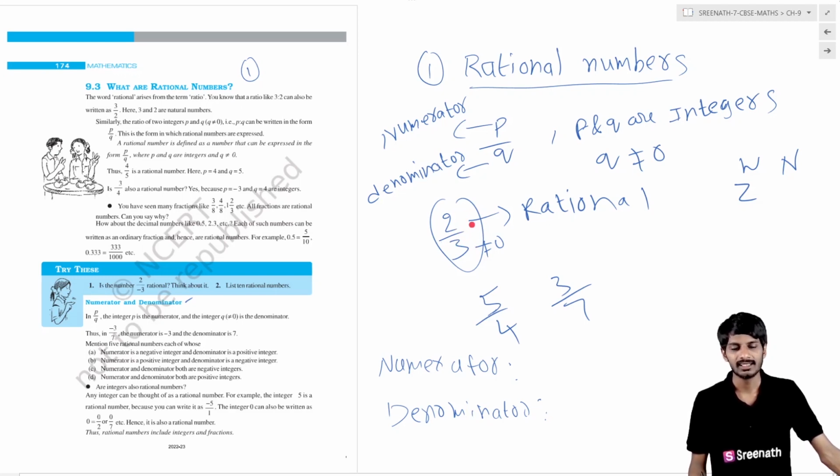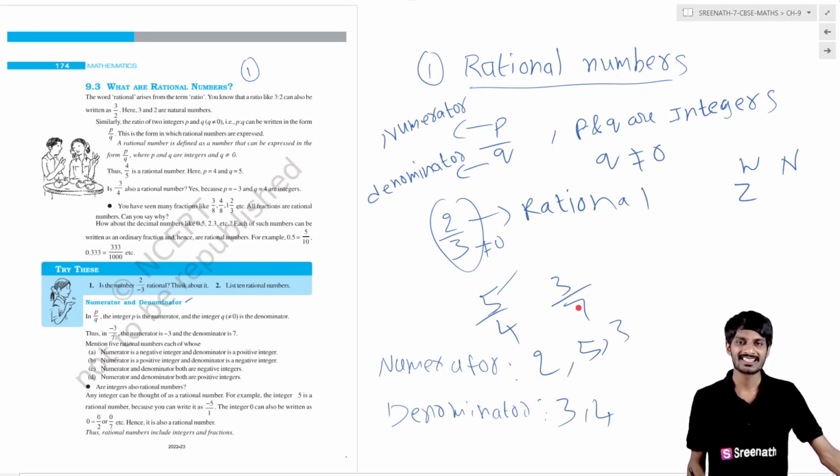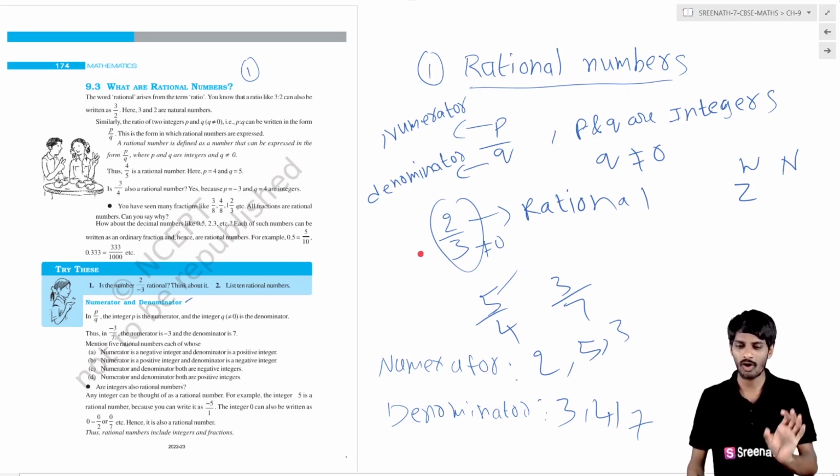Okay. In this fraction, 2, which is on the upside, is the numerator, and 3, which is on the downside, is the denominator. In this fraction, 5 is on the upside, so it is the numerator, and 4, which is on the downside, is the denominator. And in this fraction, 3, which is on the upside, is the numerator, and 7, which is on the downside, is the denominator, students. I hope you understand the numerator and denominator.